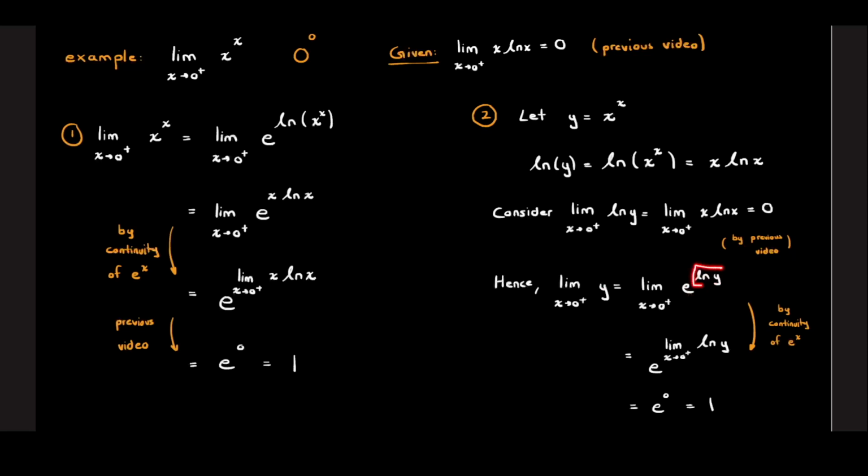And we have the value of this. We know how this behaves. This approaches 0. And so that's what's going on here. We're passing the limit sign through. This is possible by the continuity of e to the x. And so we get e to the 0, which equals 1.